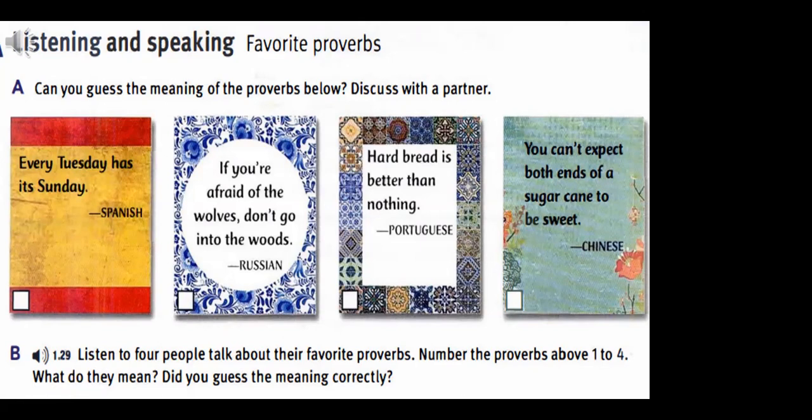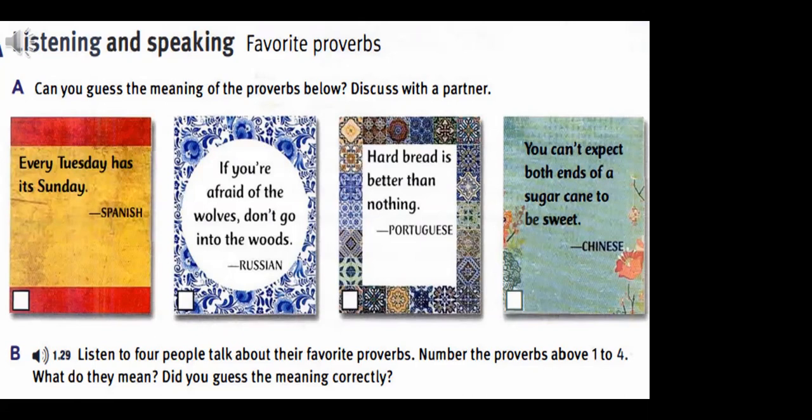Three. My father is always quoting proverbs to me in Chinese. And my favorite one is, you can't expect both ends of a sugar cane to be sweet. He used it recently when I was complaining about my new apartment. You know, I'm glad I moved into the city, but I've really been bothered by all the noise. So I was telling my father this, and he responded with the proverb about the sugar cane. It means that you can't have the advantages of something without the disadvantages. It always makes me stop and think a bit.